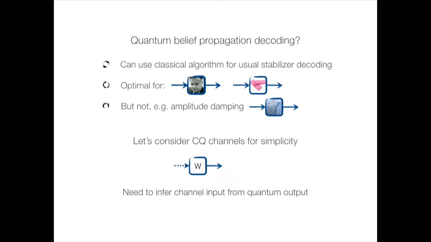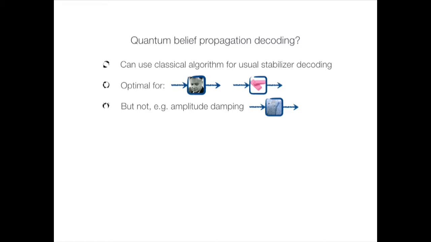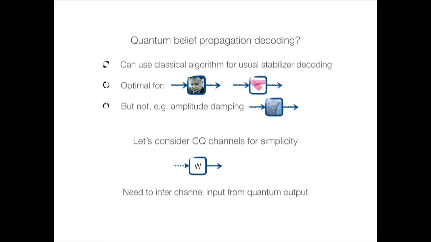So what we want to do, from a very high level, is infer the channel input from the quantum output. So we need to build this box, upside down W, which takes the quantum output and spits out something classical. This is the task of the decoding. This here is the decoder. Right, so we need this decoder. Now the point is, of course, since it does this, it's a measurement. So it's not just upside down W, it's M. It's a measurement.